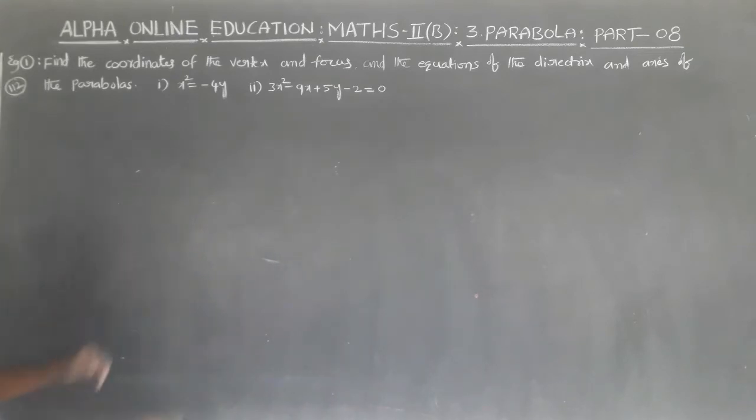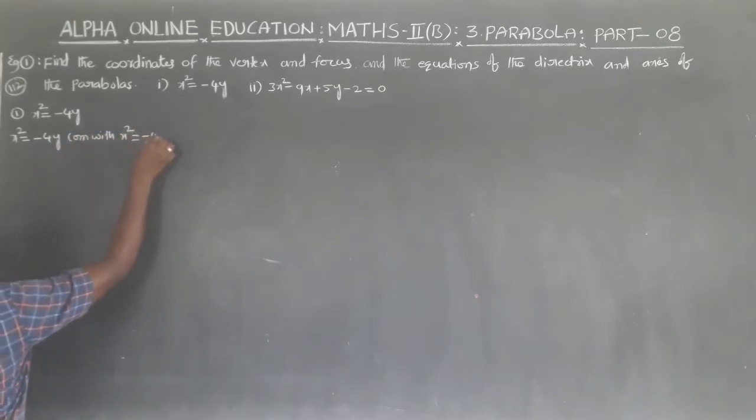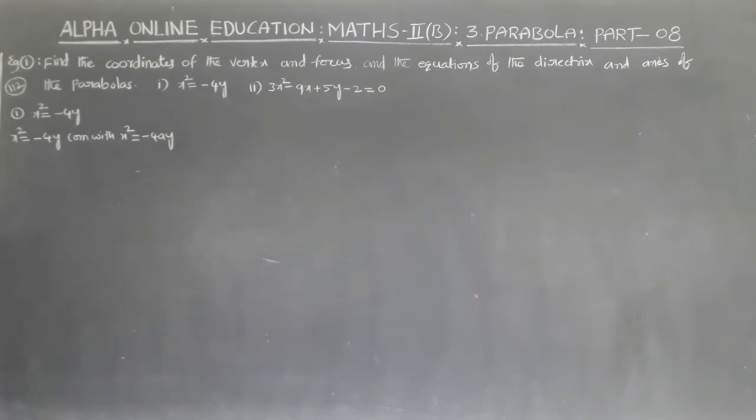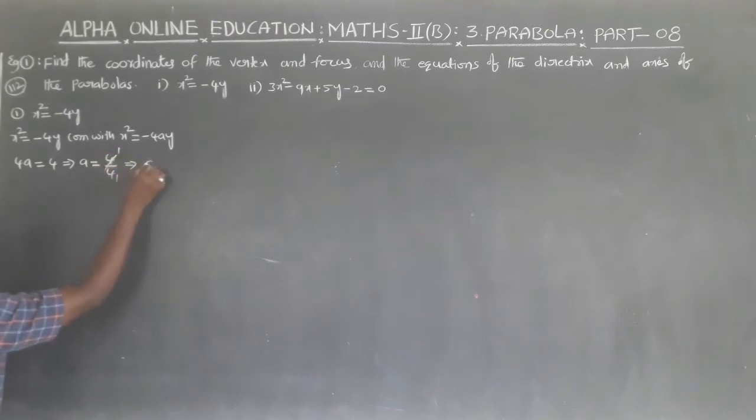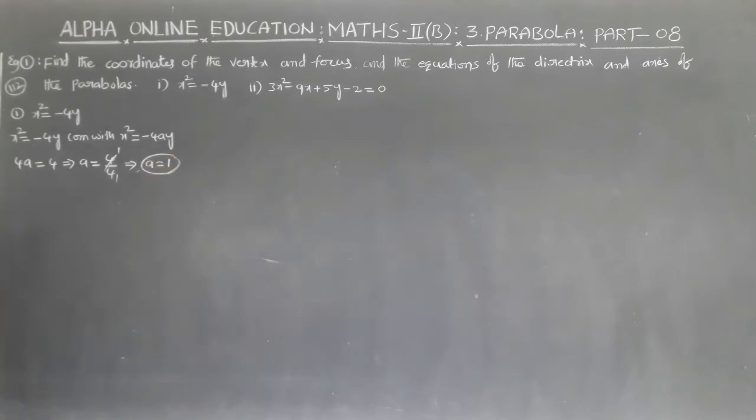Here, first of all, first problem. Given parabola x² = -4y, comparing with x² = -4ay. Here y coefficient is 4a, here y coefficient is 4. So a = 4/4, 4 ones are 4. So a = 1.